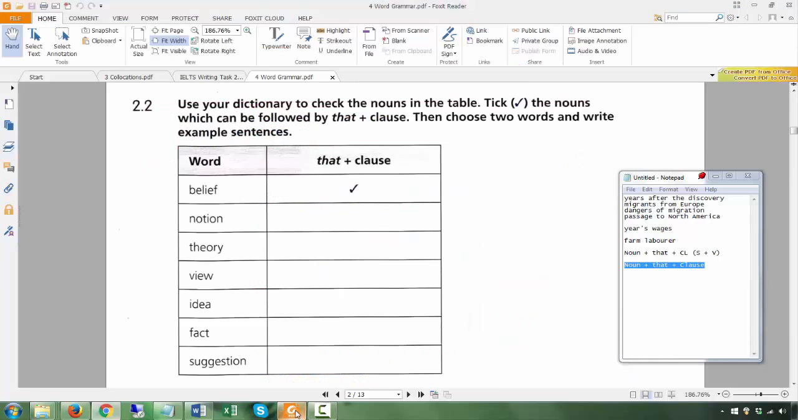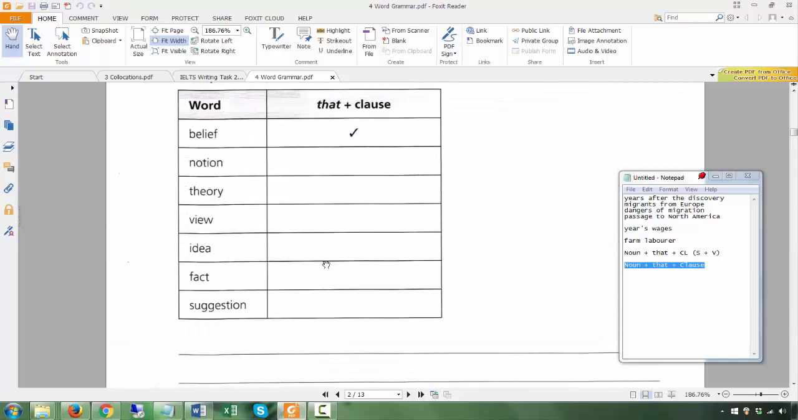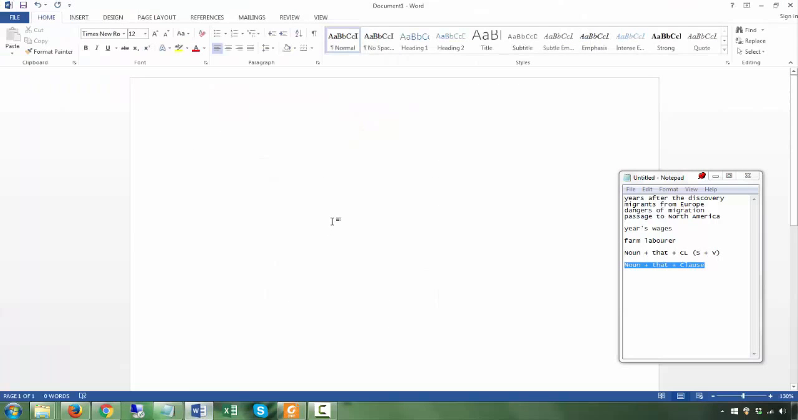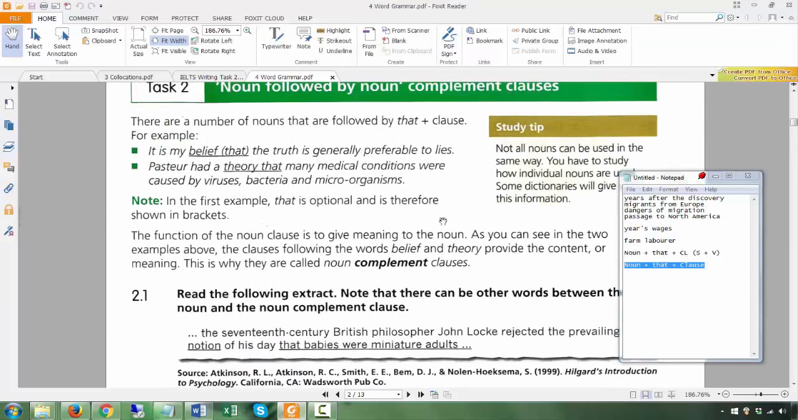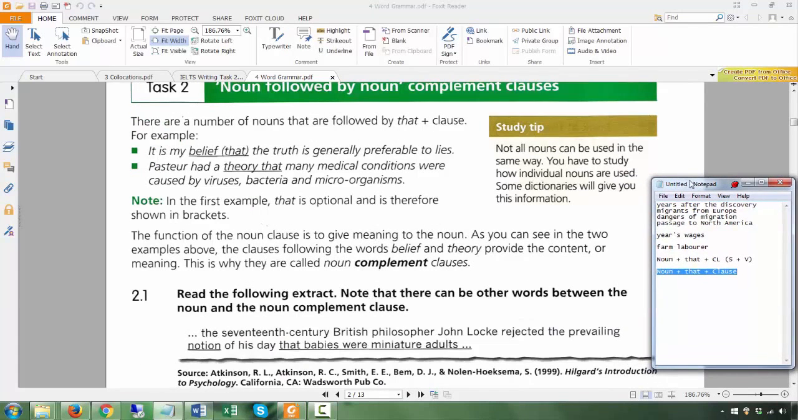Okay, so basically this is tick, tick, tick, tick, tick all the way. Let me just try to explain a bit. Let's talk about suggestion. What does this that plus clause do? What is it trying to do? Basically, let's just read this.